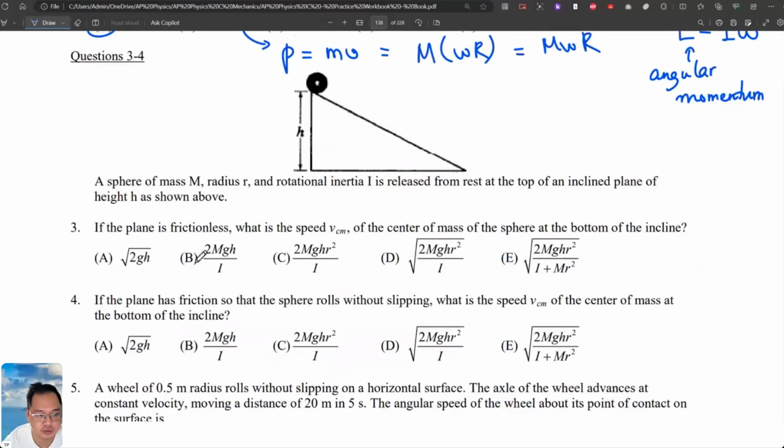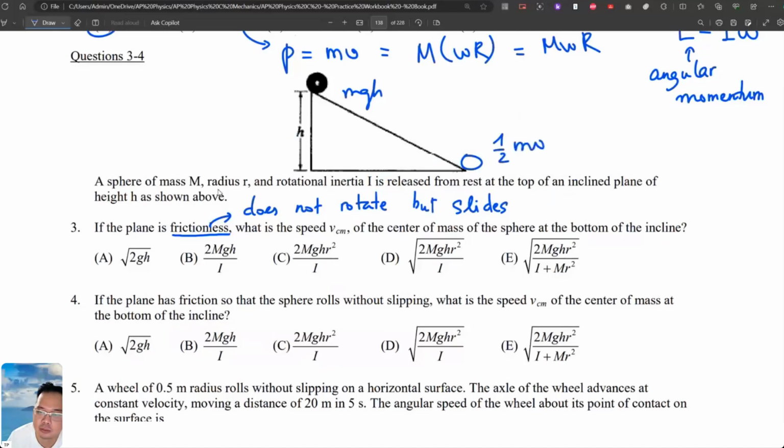Question 3 and 4. The sphere, mass m, radius r, rotational inertia I, is released from rest at the top of the incline shown above. If the plane is frictionless, what is the speed of the center of mass of the sphere at the bottom of the incline? As I remember, in the case of the frictionless surface, the object does not rotate but only slides, and therefore we just use the formula mgh equal to 1/2 mv squared at the bottom, meaning that v will be the square root of 2gh, which is A.